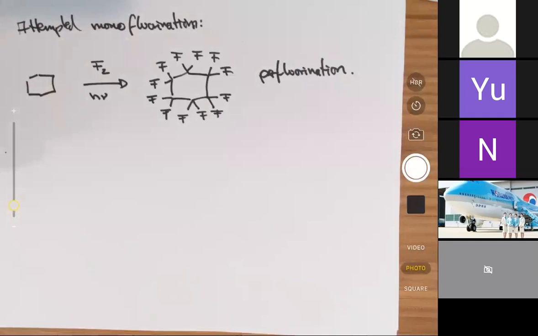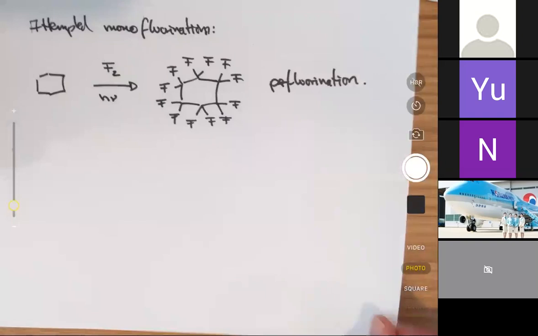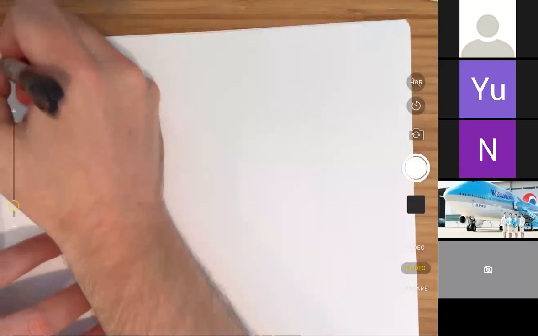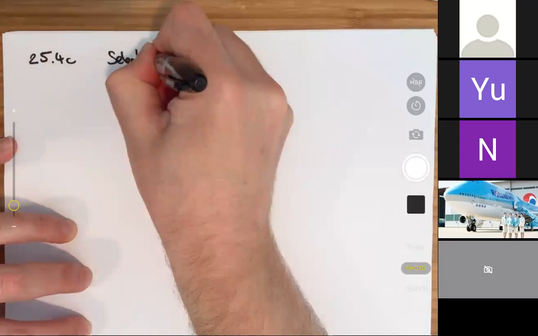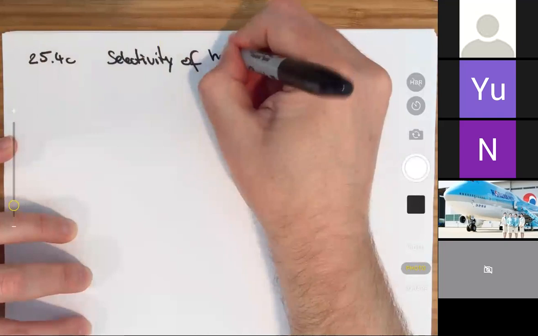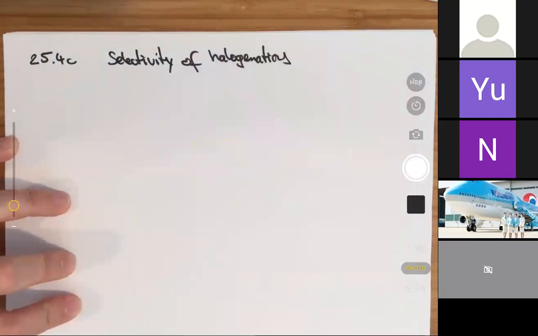All right, so we talked about the thermodynamics. Now we want to talk a little bit about the selectivity of these reactions. And that's essentially related to the kinetics of these halogenations. And I just want to pick two examples here. So this is chapter 25.4, I think this is C. The selectivity of halogenations. Because so far, we have never actually addressed the issue of which of these hydrogens is actually going to get abstracted.